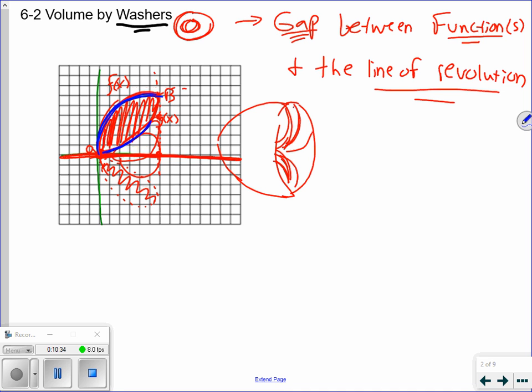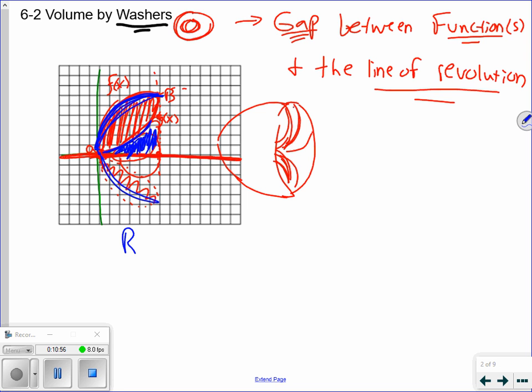So basically what I'm saying is you're going to do the volume of the entire thing as if there's no gap, and then subtract out the gap. So in this case, we're going to have two volumes that we're subtracting. The volume of the entire thing, okay, subtract the volume of the gap. So we need to have two volume equations.